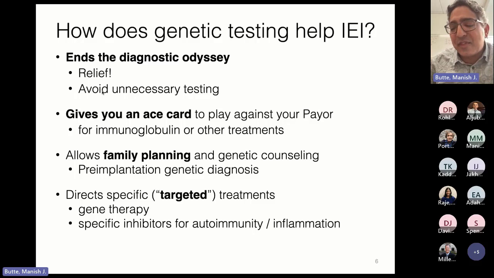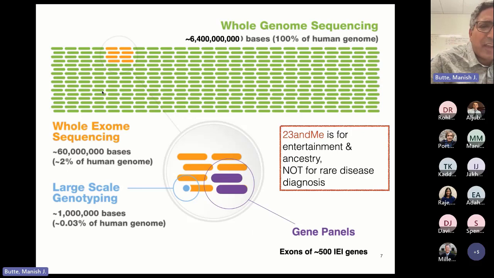So genome sequencing and exome sequencing: genome sequencing covers 6 billion bases, and that includes all the intronic and intergenic regions. Exome sequencing avoids all that and just sequences the 2% of the genome that codes for exons, all the coding regions of all the genes. Gene panels are a subset of that.